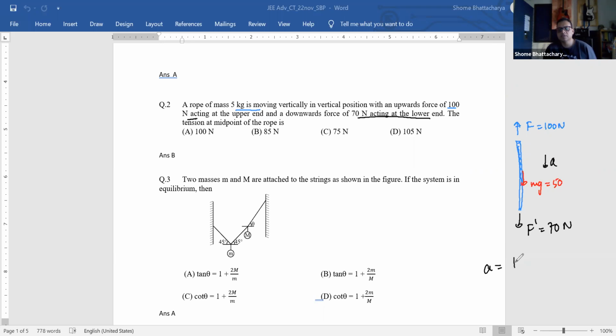So this downward acceleration is (F' + mg - F) divided by m. So 70 plus 50, 120 minus 100, so 20 divided by 5. So 4 meters per second squared downwards. Okay. Now we have to find the tension at the midpoint of the rope.